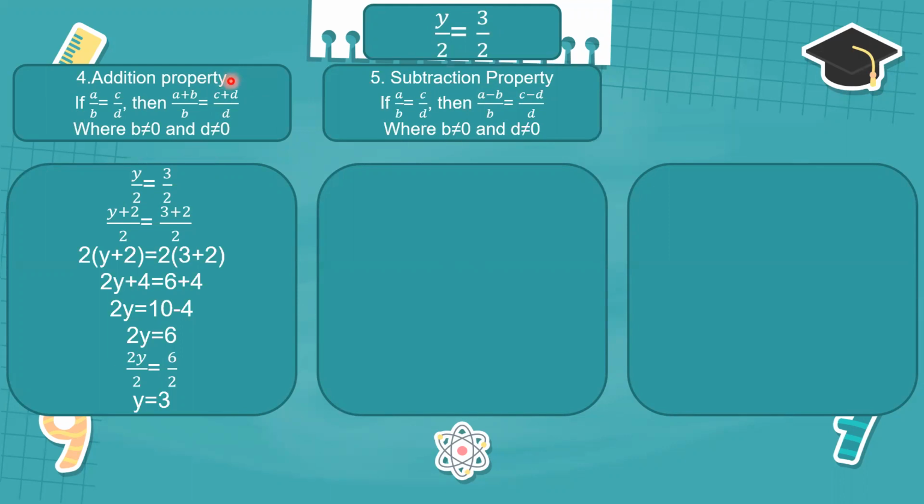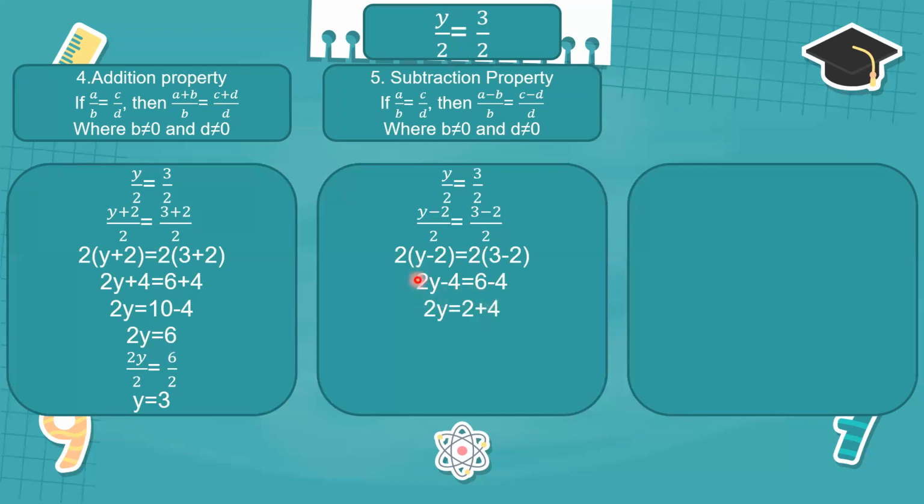Itong plus, pinalitan lang natin ng minus. So let's try. y over 2 equals 3 over 2. So y minus 2 over 2 equals 3 minus 2 over 2. So let's cross multiply. So 2 times quantity y minus 2 equals 2 times quantity 3 minus 2. So let's use distributive property. 2y minus 4 is equal to 6 minus 4.